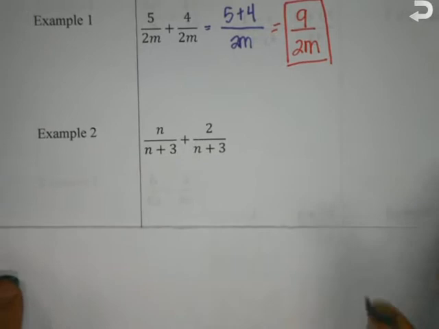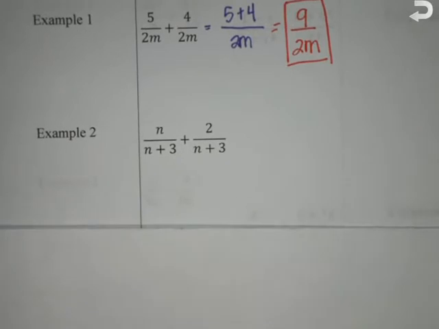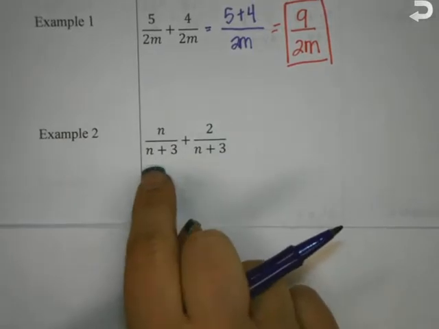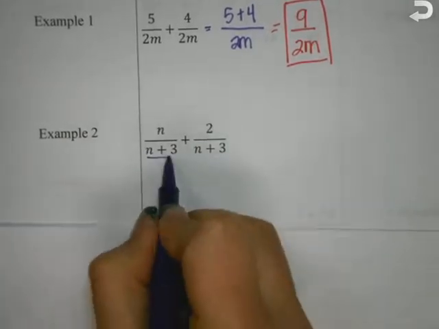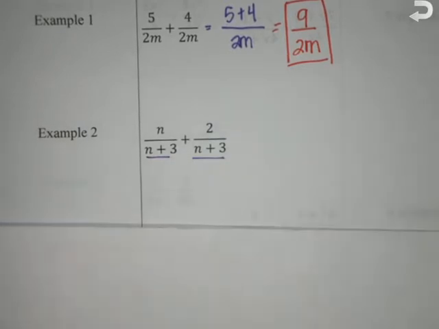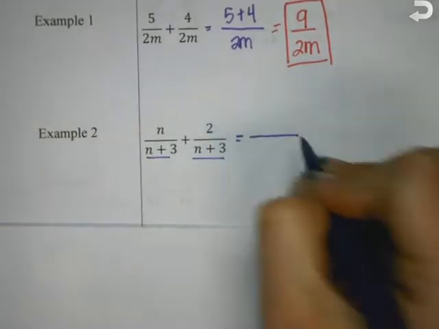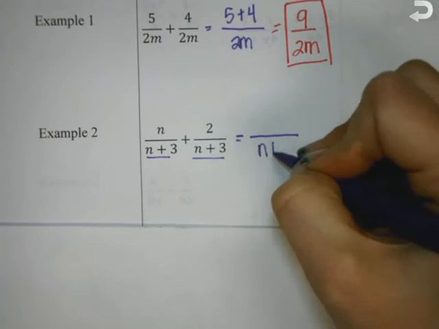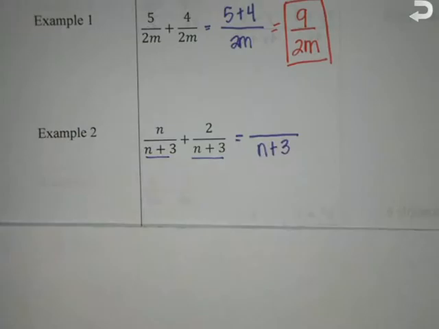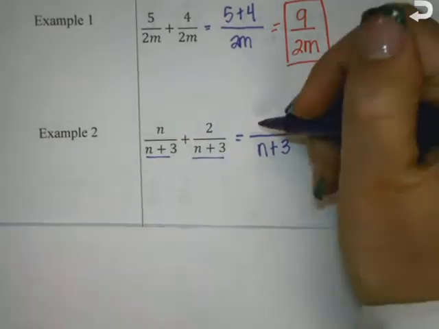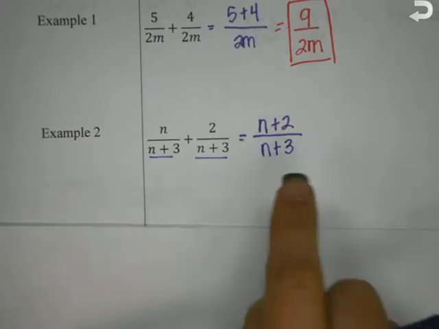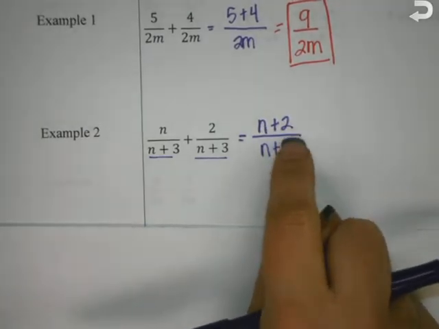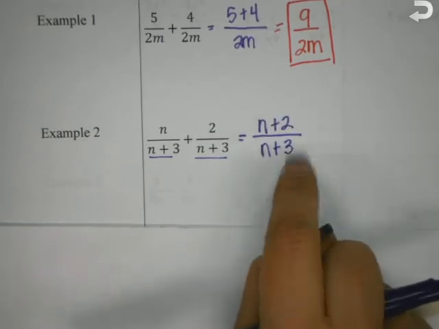Example 2. We have n over n plus 3 plus 2 over n plus 3. Do I have common denominators? Yes. So I'm going to rewrite the whole thing over the common denominator. And then I add the numerators, n plus 2. Now, can I combine those like terms? No. Can I factor either of these? No. So guess what? That's your answer.